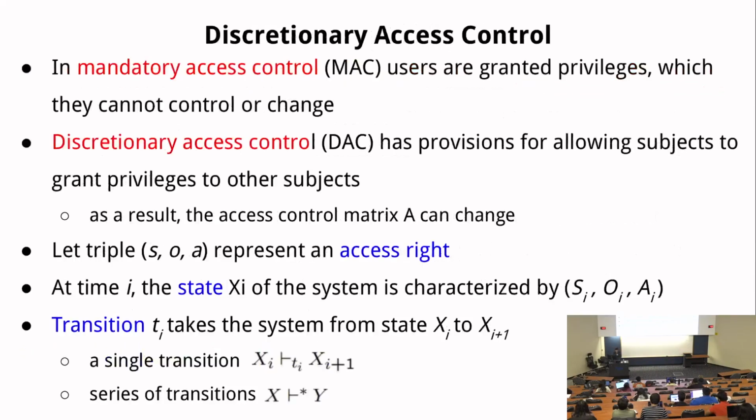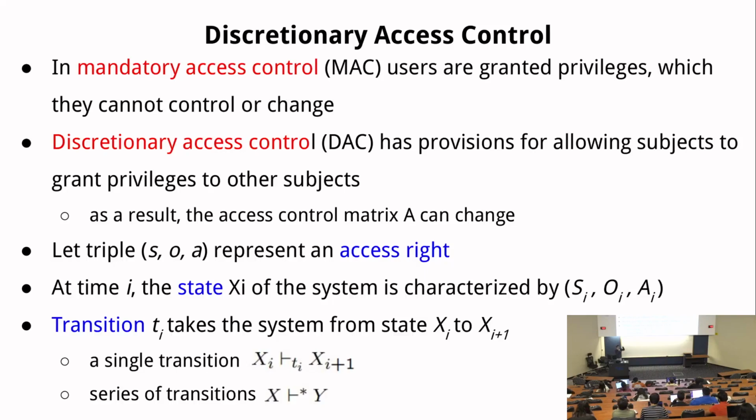So let's look at our first access control model, which is called DAC, Discretionary Access Control Model. So in this access control model, the subject can grant privileges to other subjects.